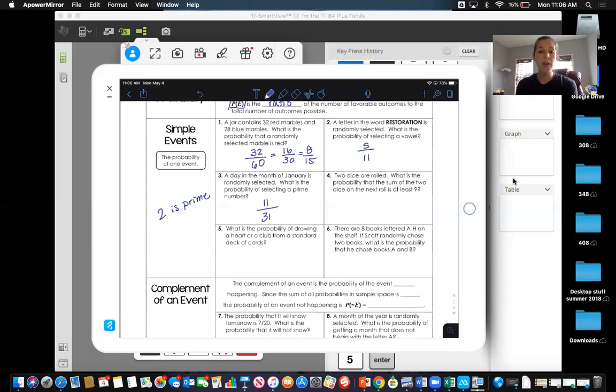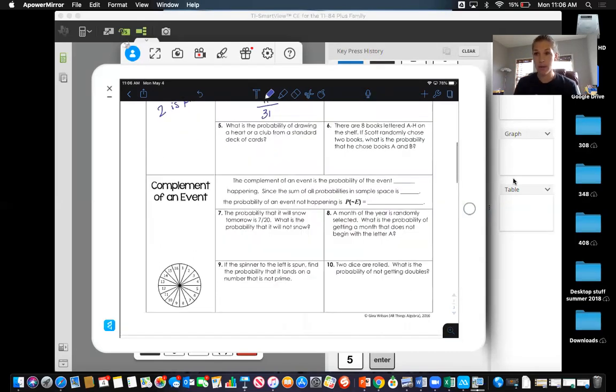Okay, so then we have something called the complement of an event. A complement of an event is the probability of the event not happening. So what's nice about probability is your situation happens or it doesn't. It's black and white. It either happens or it doesn't. There's no gray area of, well, like maybe it happened. It either did or it didn't. So the probability of the event not happening is called your complement.